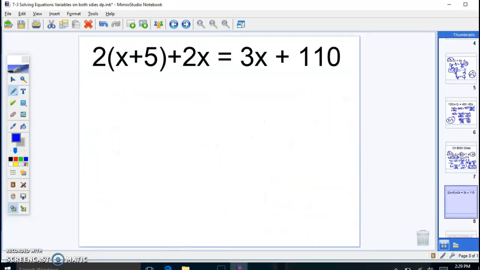All right, I have one more that I would like for you to try on your own before you get your sheet of practice problems from me. So pause this, write down this problem, and solve it.